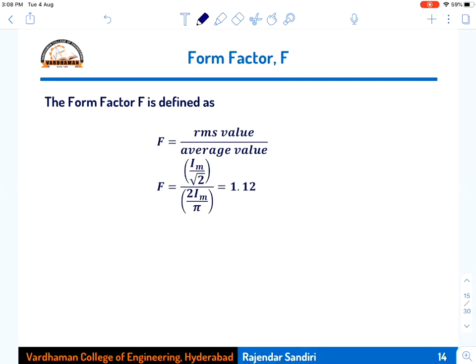Next, form factor, just the definition we have. Form factor is RMS value by average value. What is the RMS value? Im by root 2. Average value is 2Im by pi. You already know those two things from the first and third derivations. Then we can write Im by root 2 divided by 2Im by pi, which is equal to 1.11. Okay, form factor is 1.11 or 1.12.